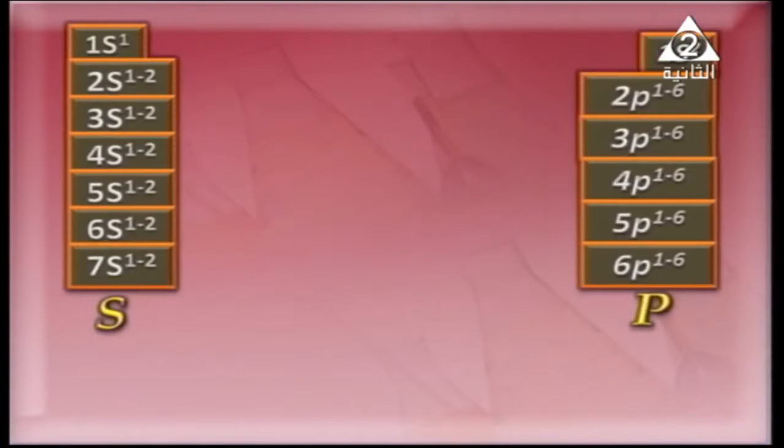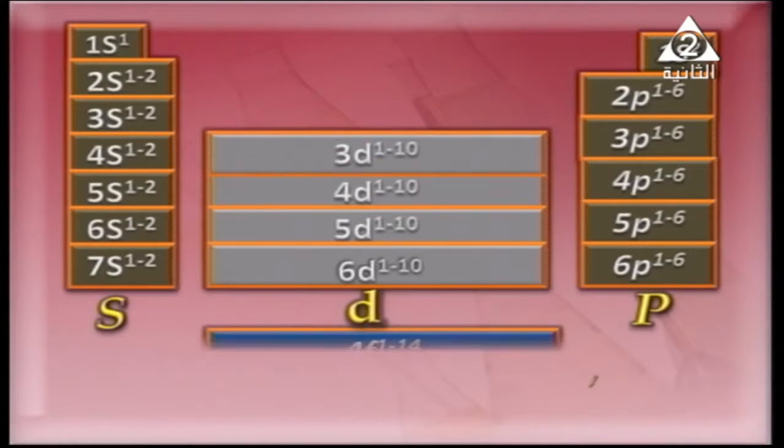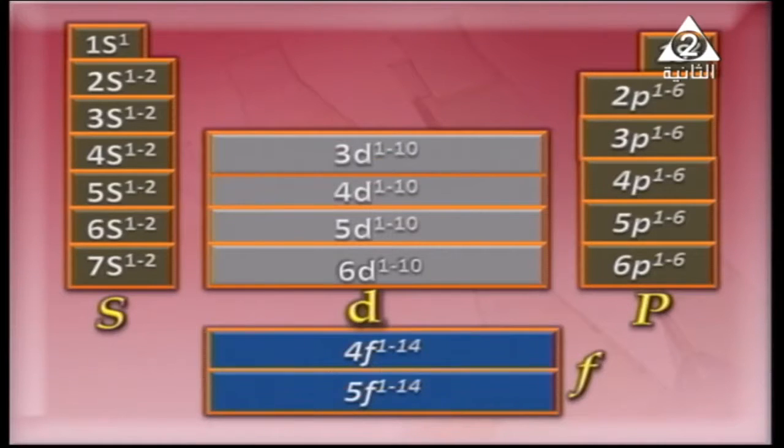As shown on the screen, we have S block elements on the left side, P block elements on the right side, D block elements in the middle, and F block elements placed below the table. The S block elements contain two groups, as they fill the s sublevel from 1 to 2 electrons, and P block contains 6 groups, as they fill the p sublevel from 1 electron till 6 electrons. The D block elements fill the d sublevel from 1 electron till 10 electrons, so they contain 10 columns, and the F block elements come from the 6th and 7th period as we studied last year.